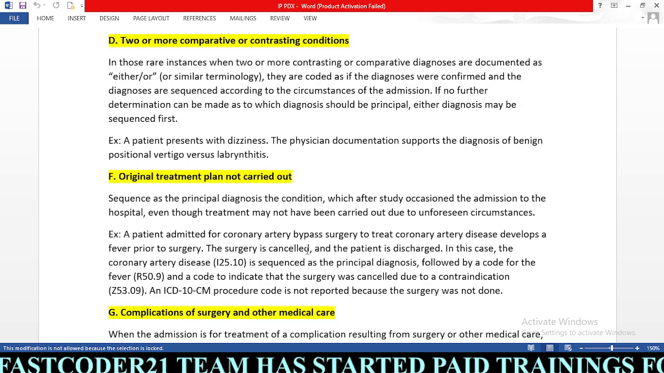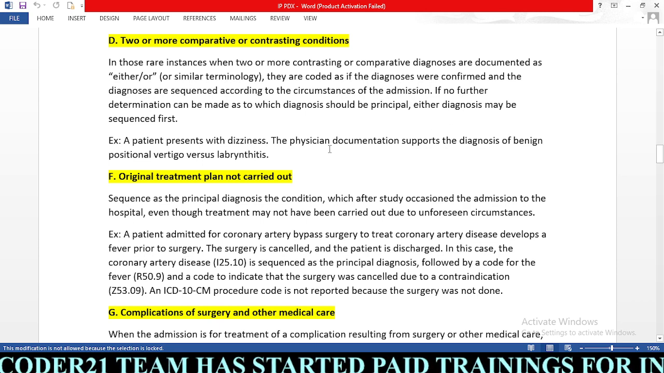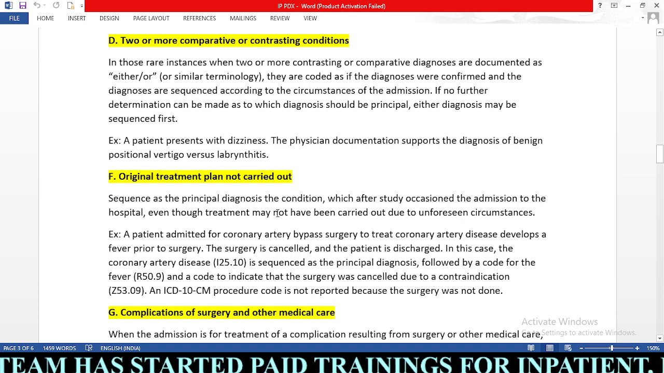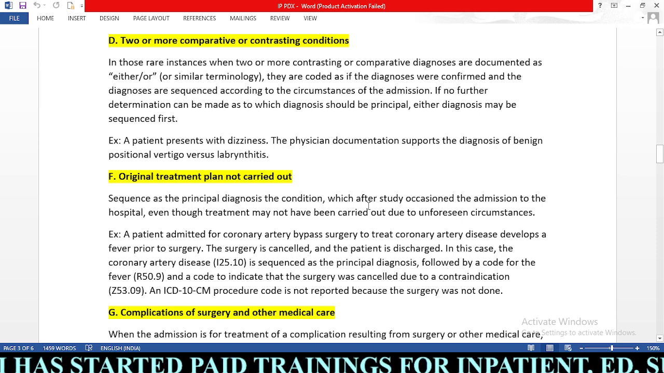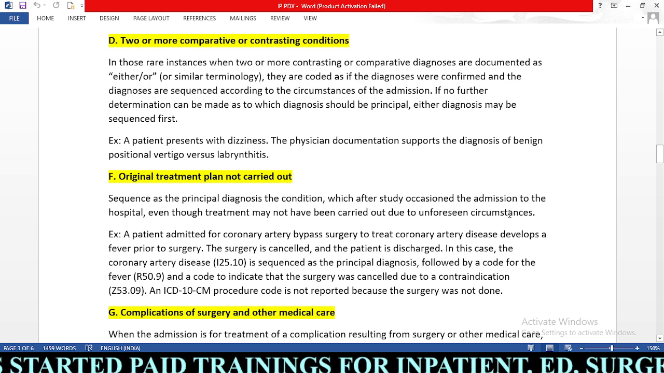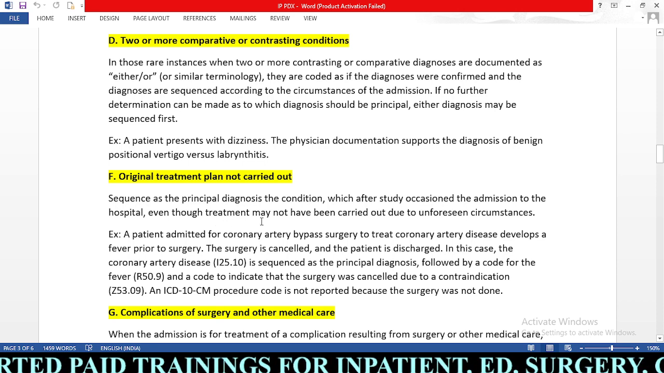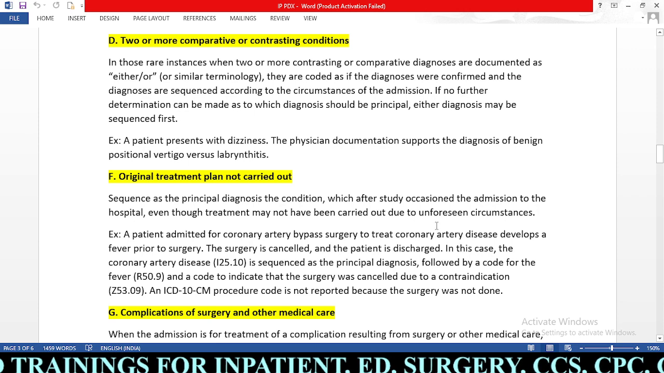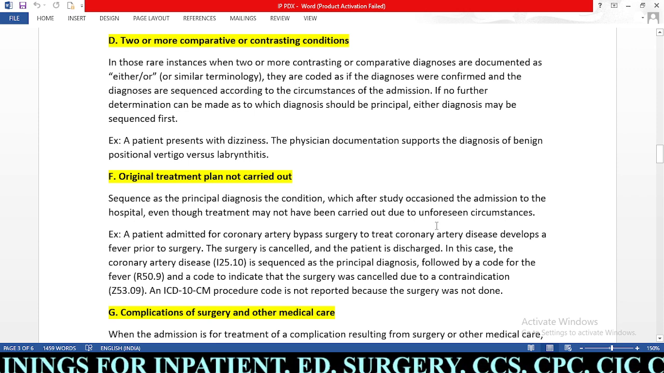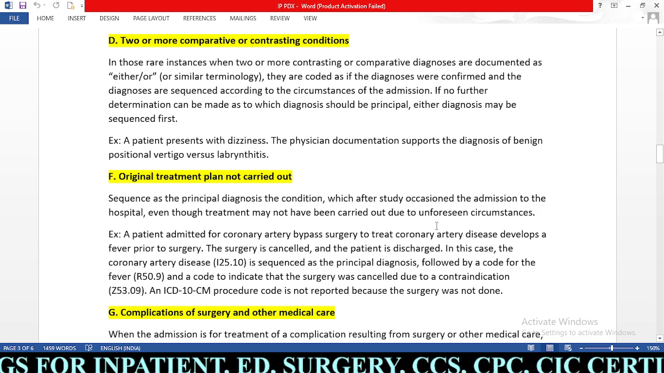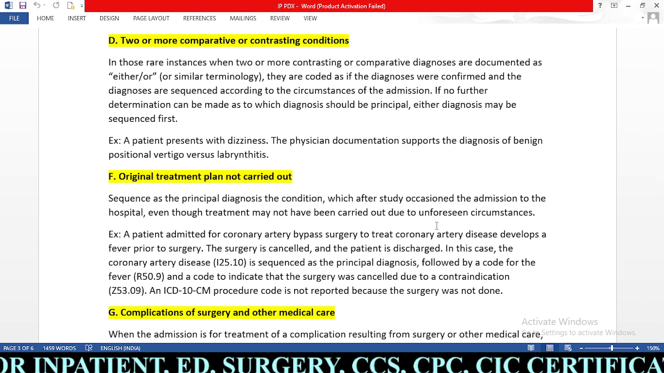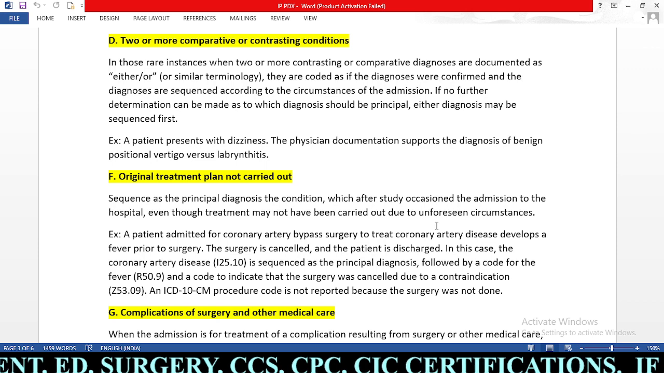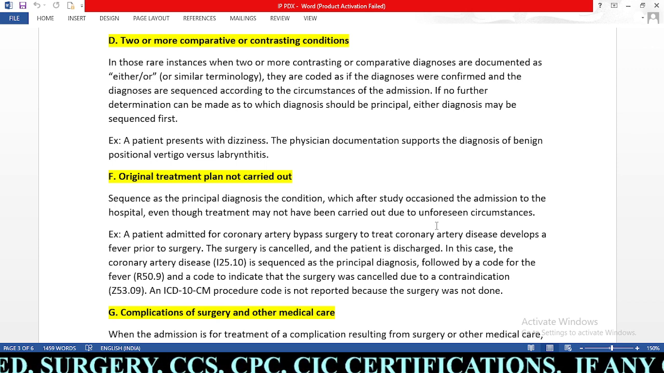So our next guideline is original treatment plan not carried out. So what is the guideline here? Sequence as the principal diagnosis the condition which after study occasioned the admission to the hospital even though treatment may not have been carried out due to unforeseen circumstances. So basically the logic here is, if the original treatment plan is not carried out, we need to code the condition which was found by the physician after study.